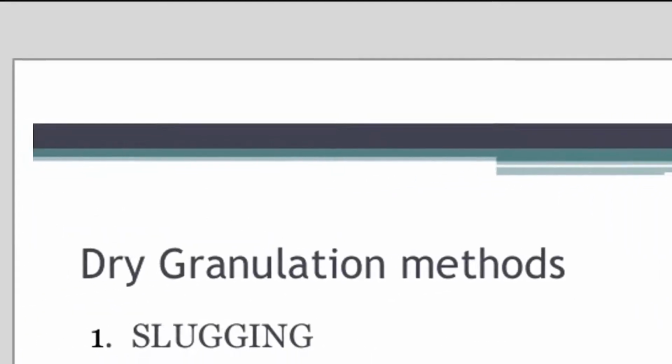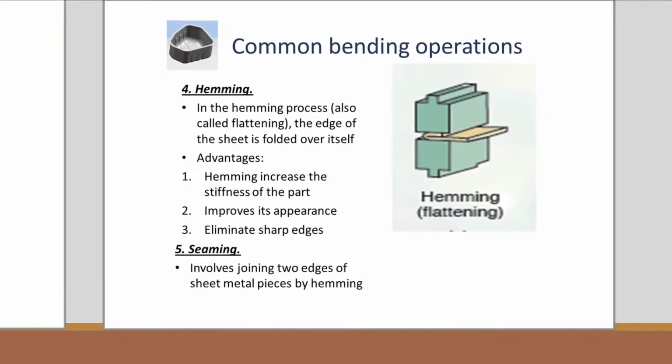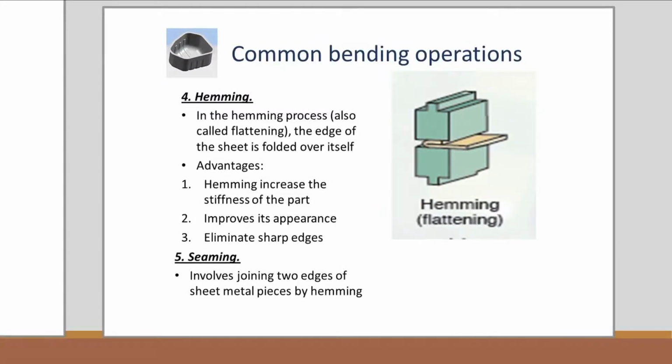Now as you can see here, the second option was a hemming operation. What is a hemming operation? Hemming operation, it is a process also called flattening. The edges of the sheet are folded over itself, right? As you can see here, this is the sheet, its edge is folded over here, right, in the same direction as that of the sheet.